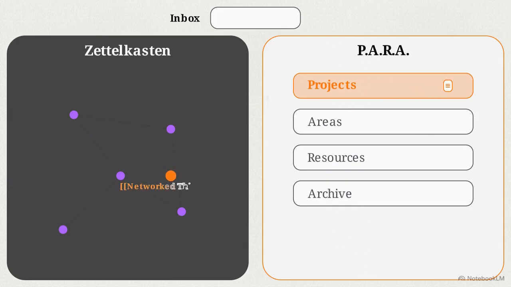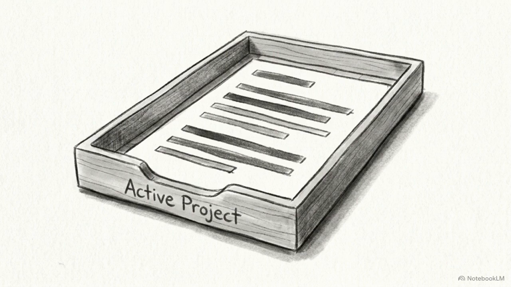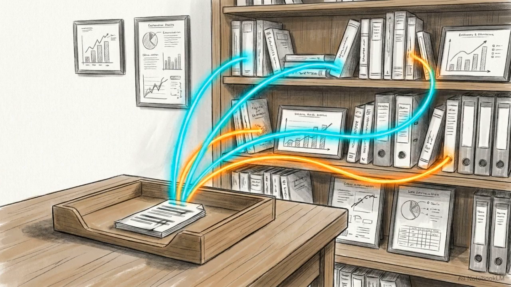Next, apply Zettelkasten logic. Type brackets to create a bidirectional link between this note and a related concept in your database. By giving your note a physical home based on your current project and a logical connection to your existing knowledge, you ensure it surfaces when you are actually doing the work.